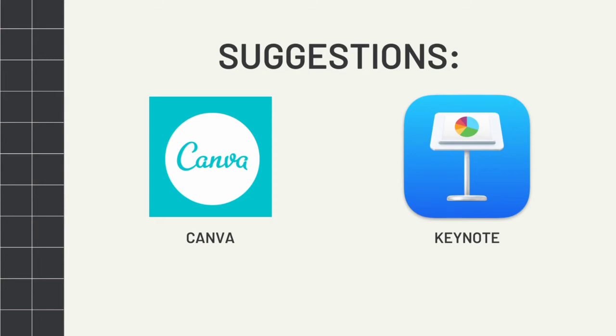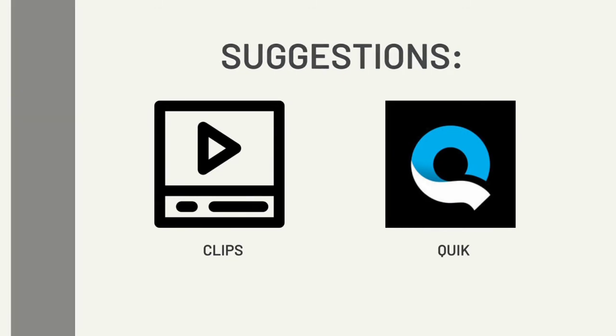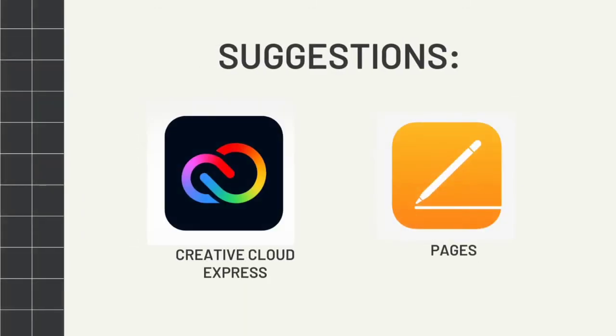Canva is a free-to-use online graphics tool that combines design, photo editing, and layout to help teachers and students create beautifully finished projects. Other options are recording a short video public service announcement using clips, or creating a breaking news article using Creative Cloud Express or Pages.